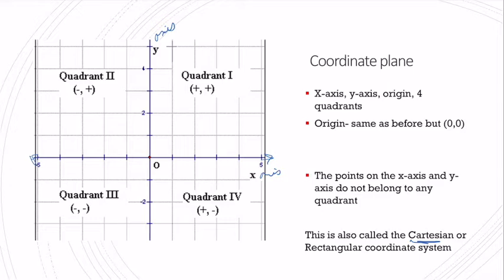Our origin is the same as before, except when we just had one number line, our origin was 0. Now our origin is (0, 0), and that's an example of an ordered pair, which we'll talk more about in the following slides. It has 4 quadrants: one where everything's positive, one where everything's negative, one where x is negative and y is positive, and one where x is positive and y is negative. It's important to note that the points on our x-axis and y-axis don't belong to any quadrant. They are on the axes themselves.